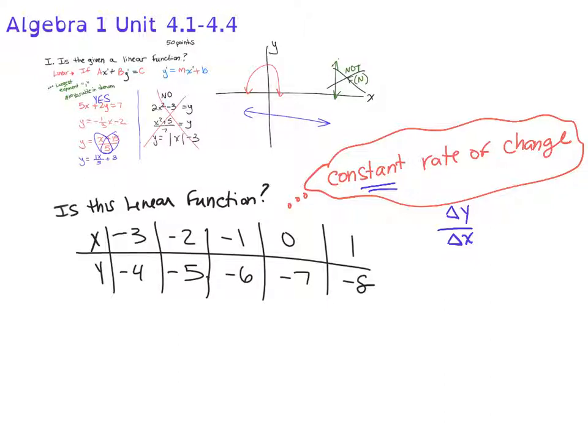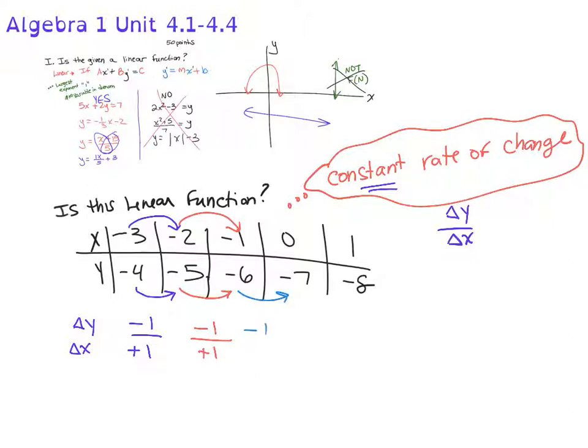Let's take the first one. From -4 to -5, that change of y was down by 1. From -3 to -2, the change of x was that you went up by 1. Go to the next one. From -5 to -6, I went down 1. -2 to -1, I went up 1. So far, so good.